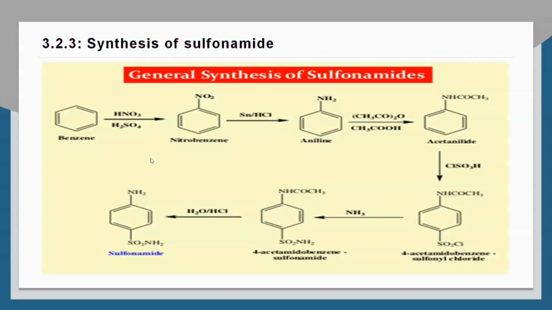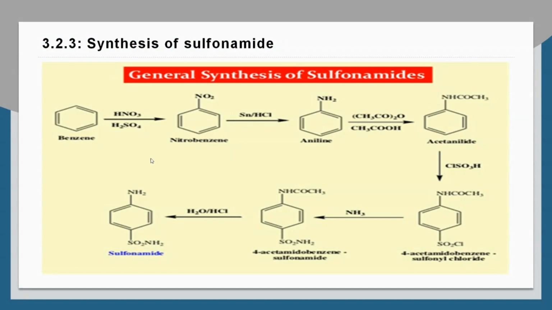Coming to the synthesis of sulfonamide. This is the general synthesis of sulfonamides. In this synthesis, benzene is the starting material. In the first step, benzene reacts with a mixture of sulfuric acid and nitric acid and is converted into nitrobenzene. We know that a mixture of nitric acid and sulfuric acid is used to introduce the nitro group on a benzene. It is also called nitration. So in the first step, benzene is converted into nitrobenzene.